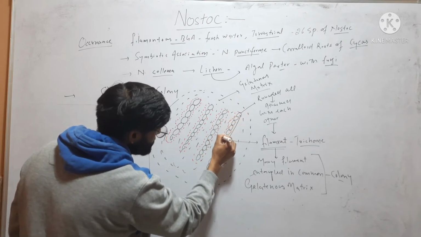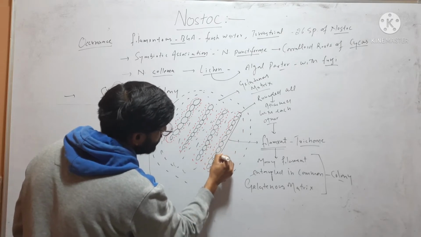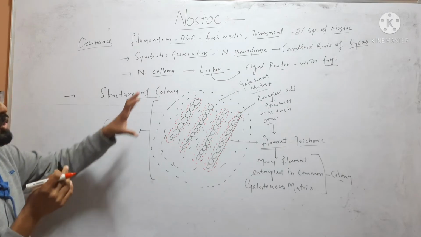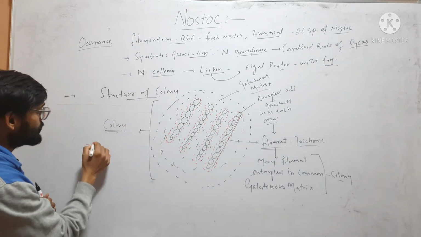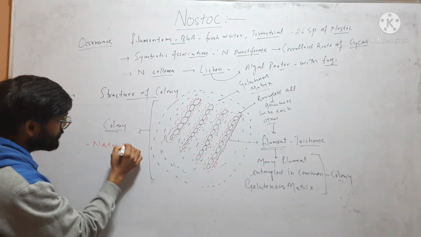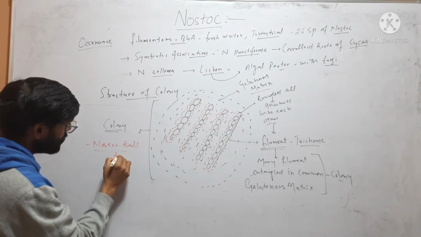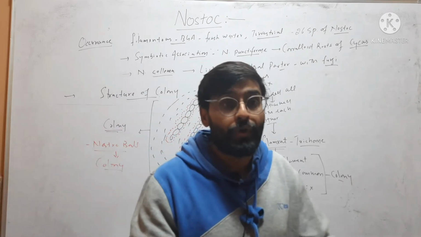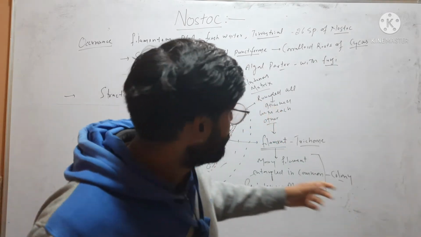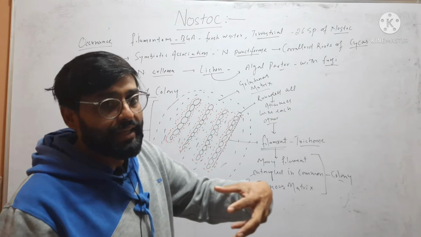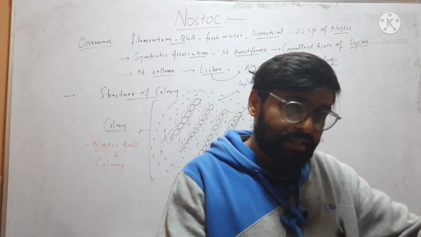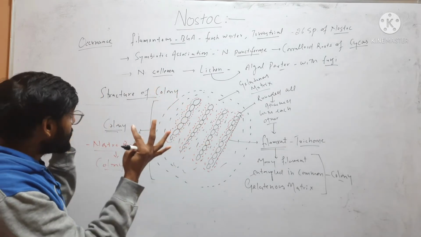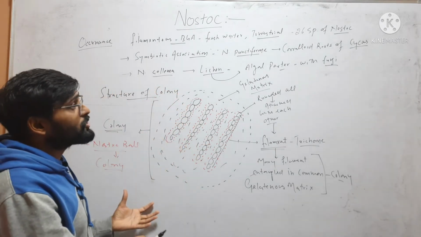Like this. So this is a typical structure of the colony of Nostoc. It is also called Nostoc ball or Nostoc colony. In the colony, many rounded, beaded cells are attached with one another and form a filament, and many filaments together inside a common gelatinous matrix form the colony.